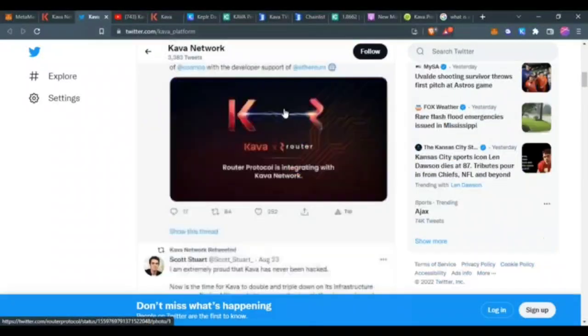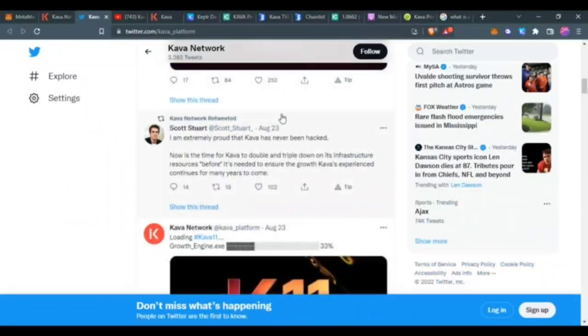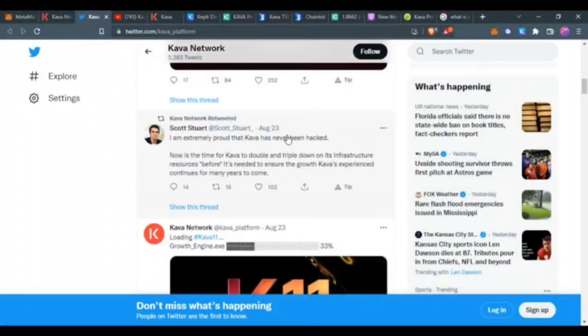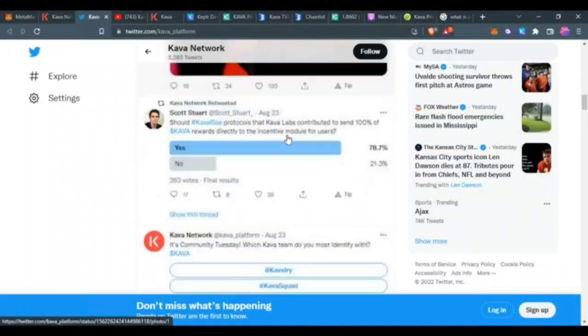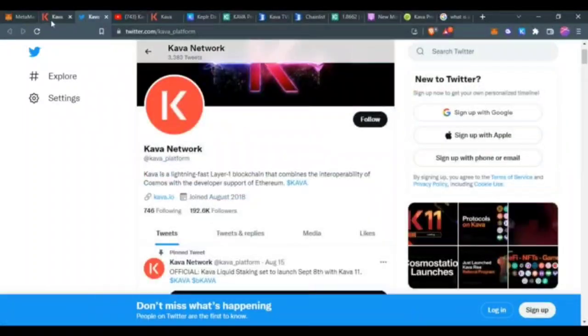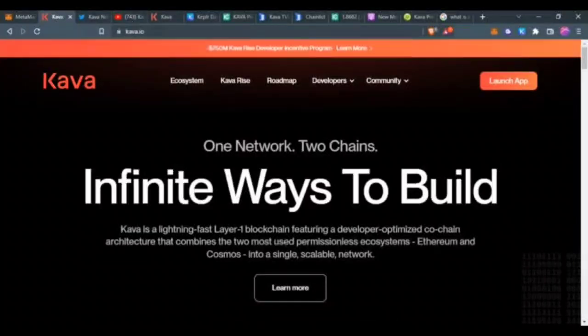They do have a huge ecosystem of networks that are operating with them, especially on the Kava EVM. Let me see, August 23rd. Okay, so as early or as late as August 23rd, that was the last tweet, I believe. So pretty up to date on the Twitter account.